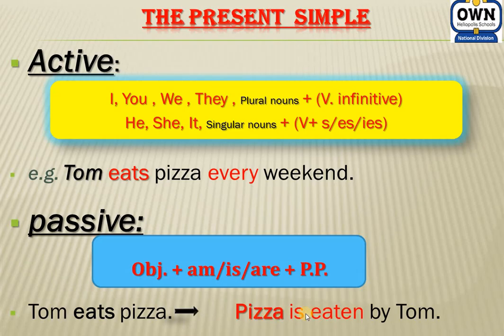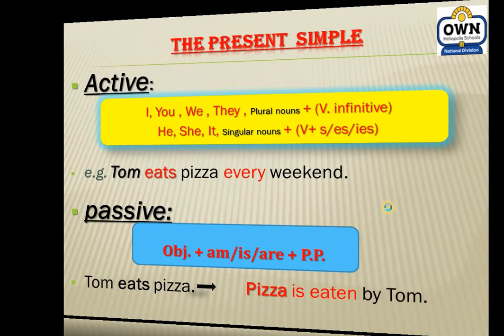Pizza is eaten by Tom. Pizza here is the object. Because pizza is a singular noun, we put is. The past participle of the verb eats is eaten, by Tom. Let's go to another tense.